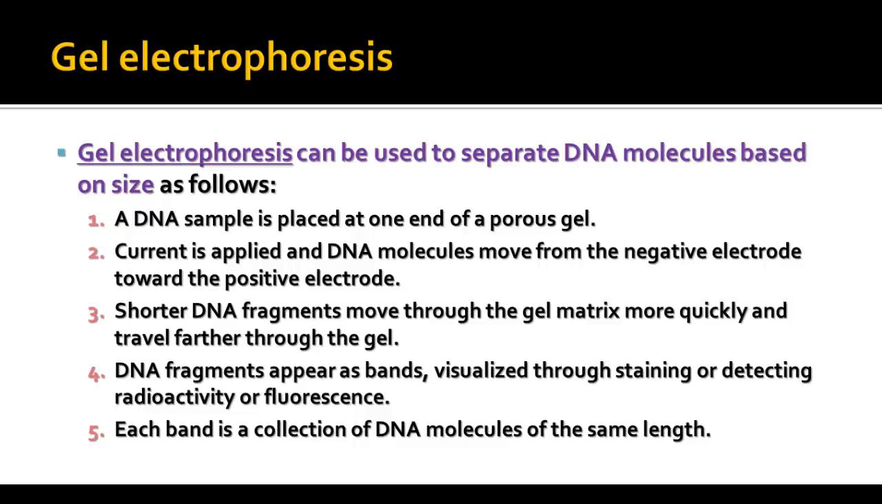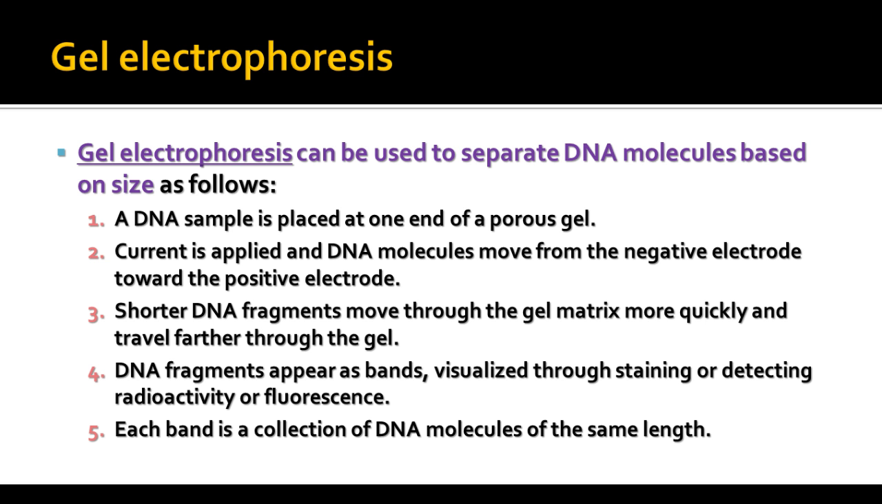So as the electricity is pushing these pieces of DNA through the gel, the shorter DNA fragments are going to move through the gel faster, and they're going to travel farther through the gel than the ones that are larger. And so what we'll see at the end is that the DNA fragments appear as bands. Now, in most cases, you're going to have to stain or use some kind of radioactivity or fluorescence in order to see the bands, but they're there. And then the bands are the collection of the DNA molecules of the same length.